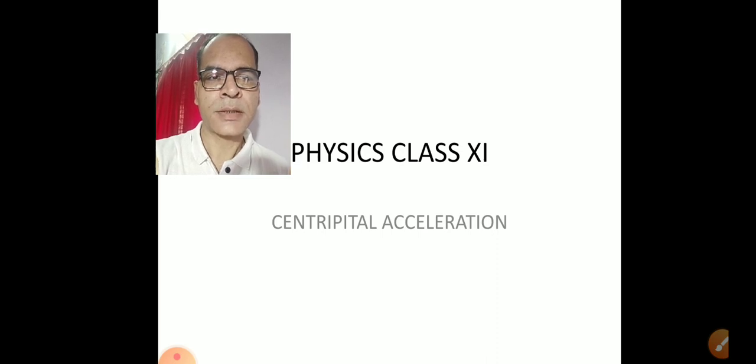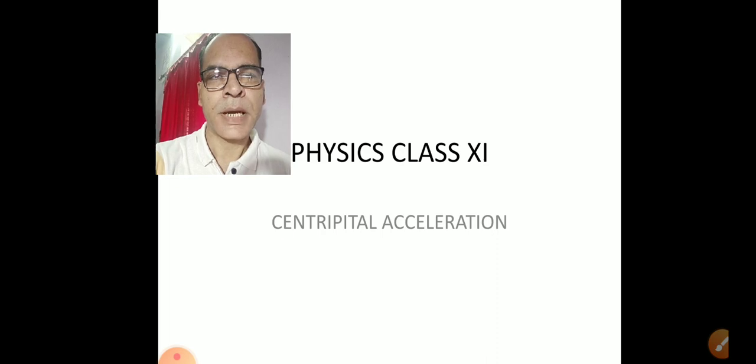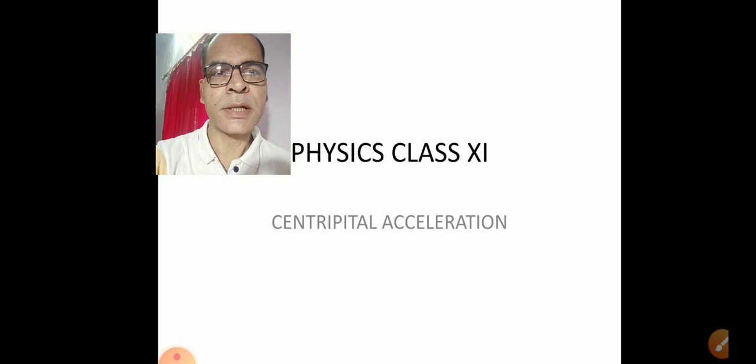Today I am going to start a very important topic of circular motion, that is centripetal acceleration. You know that velocity is a vector quantity, and when a particle is moving on a circular path, the direction of velocity keeps on changing even when speed is constant. So because of the change in velocity, the particle has an acceleration called centripetal acceleration.